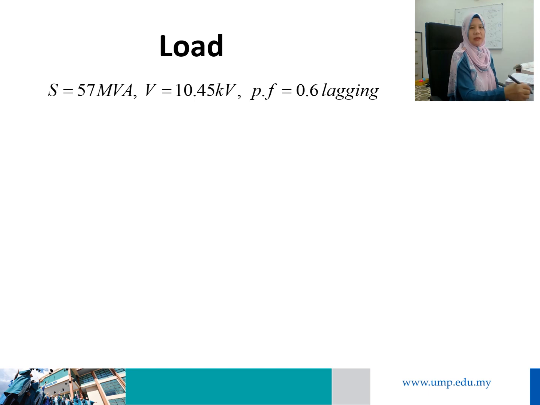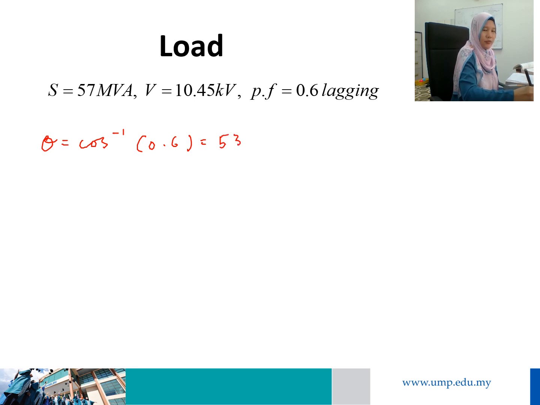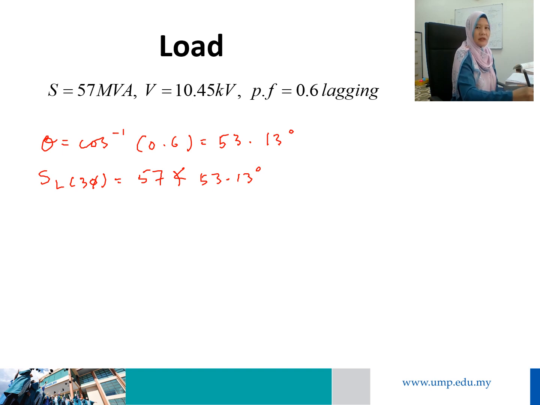Given the three-phase load S is equal to 57 MVA at 0.6 power factor lagging at 10.45 kV, and thus theta is equal to cos inverse 0.6, which is equal to 53.13 degree, and we can calculate the three-phase load, and this is equal to 57, and the angle is 53.13 degree MVA.